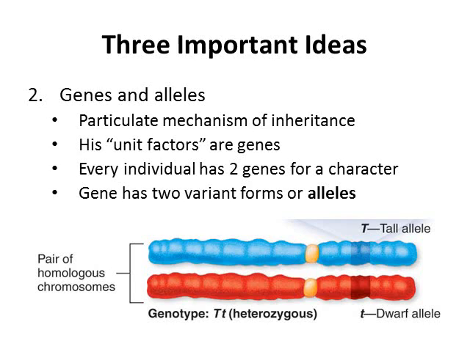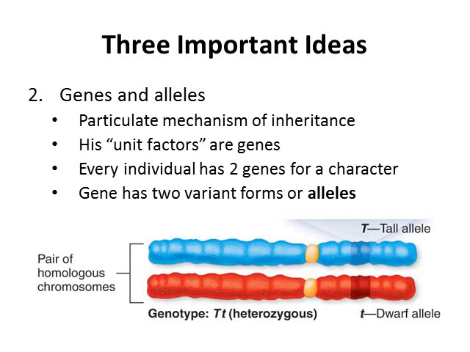The second important idea was that it has to do with genes and alleles. So remember, at this time we didn't know about genes or DNA, so he called them particles. So he came up with this particulate mechanism of inheritance. So he said that there's some kind of unit factors that are being passed down from parent to offspring, and now we know that these particles or these unit factors are in fact genes on our chromosomes. So he stated that in order to get this 3-to-1 ratio, every individual has to have 2 genes for every characteristic. And these 2 genes, if they have variant forms of each other, they're called alleles.